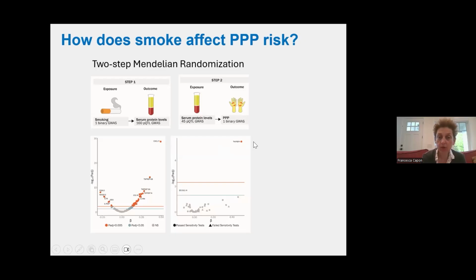And this molecule that links, if you want, the effect of cigarette smoking to PPP risk is, in our analysis, OX40. And that is a very important protein for the activation of T cells.